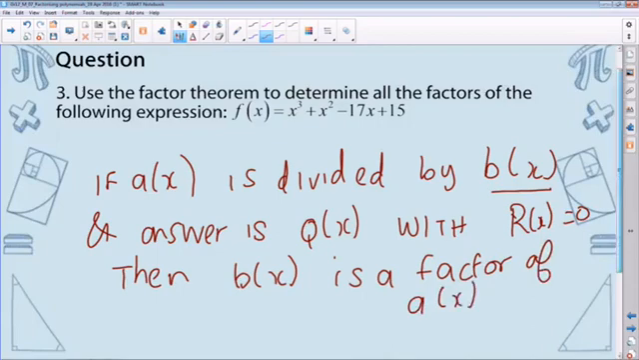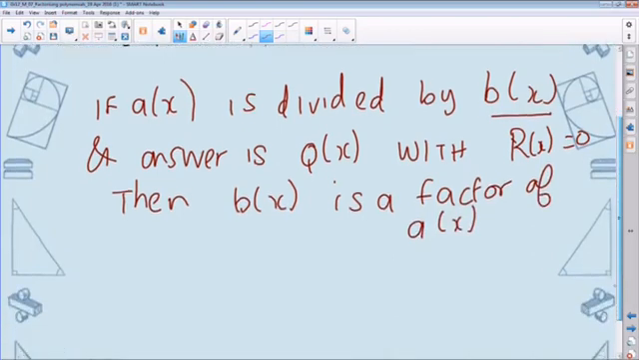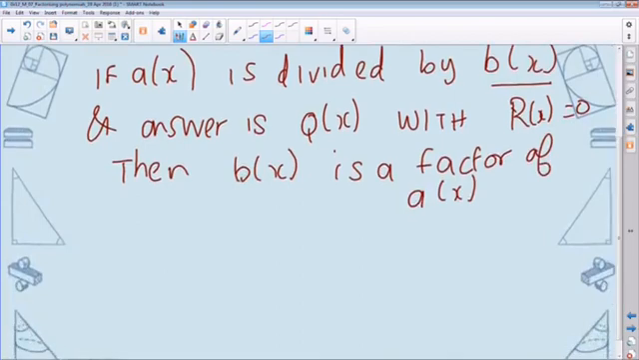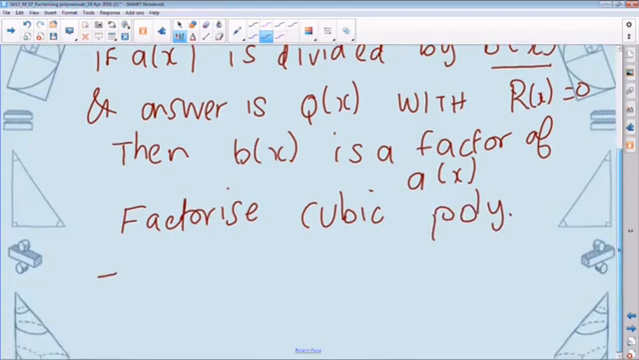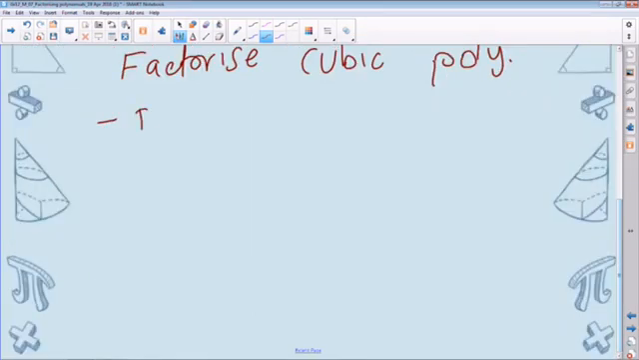Now, in general, before we go through the question and factorize that, to factorize a cubic polynomial, these are the steps that you follow. So factorizing a cubic polynomial, and I'm just going to abbreviate that. The first thing we do is we look for a factor by trial and error. Find a factor by trial and error.